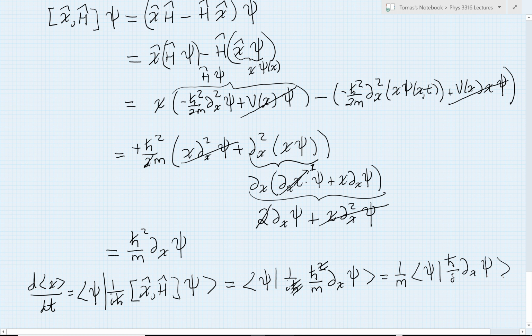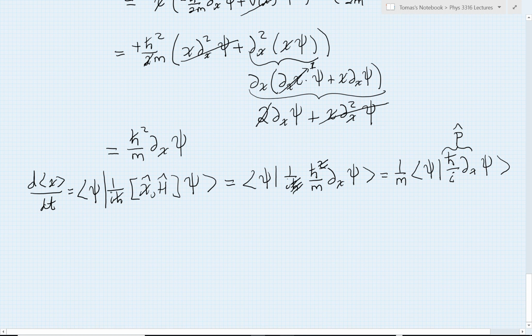And now hopefully we're starting to recognize this. Here, just make it a little more neat so we can recognize it more easily. This h bar over i times the first derivative, that actually is the momentum operator. It just jumped out at us here. So I actually have 1 over m times the average momentum, because that's the momentum operator. That's exactly the definition of the average momentum.